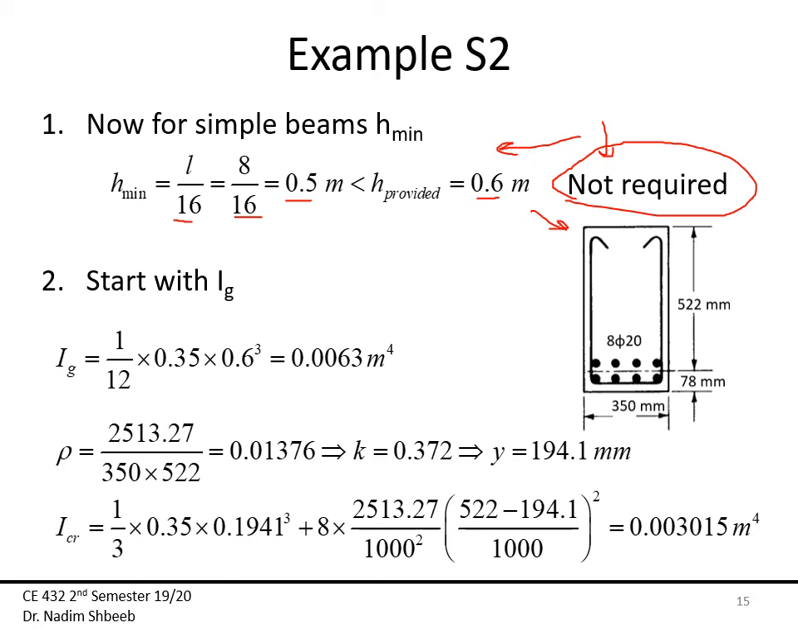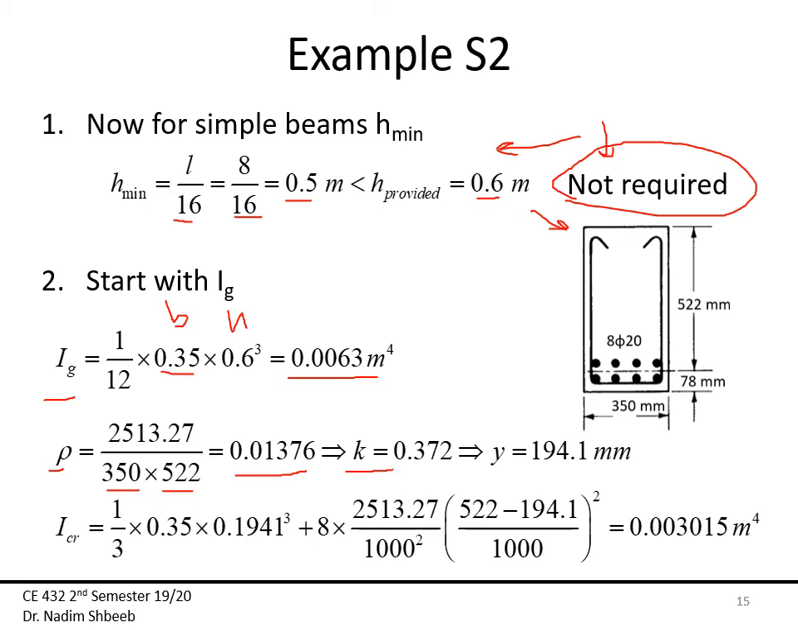So to do that, I'm going to start off with calculating I gross. I gross is simply 1 over 12 B, which is 0.35, times H cubed, which is 0.6, and I get 0.063 meter to the fourth. Now I need to calculate rho. Rho is the area of steel of 8/520 divided by B times D, and it's 0.01376.